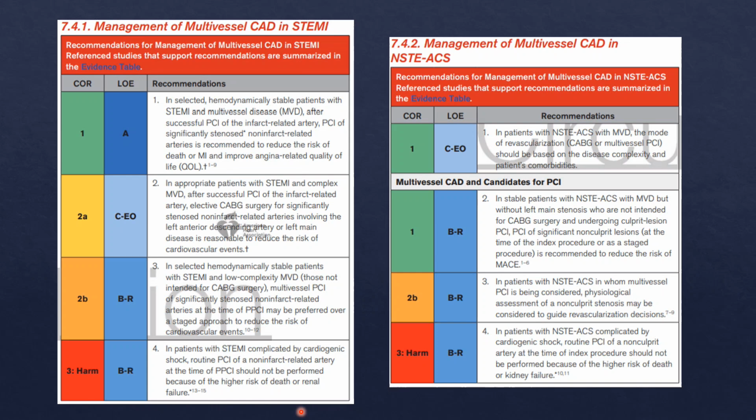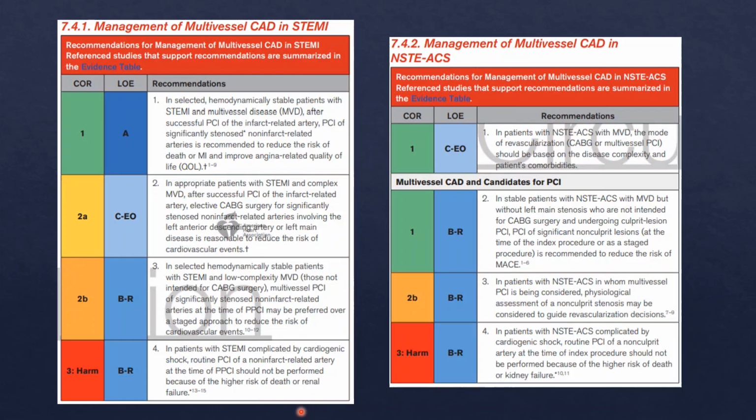For patients with low complexity, we can treat the non-infarct-related arteries during the time of primary PCI, and it has a class 2B recommendation. Again, if a patient is in shock, do not touch the non-culprit artery. It has a class 3 level of recommendation.